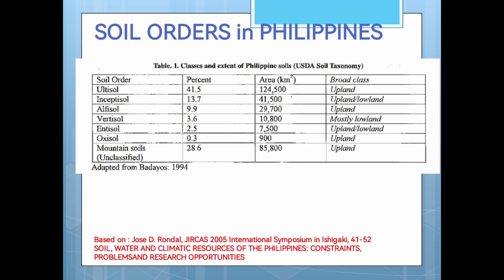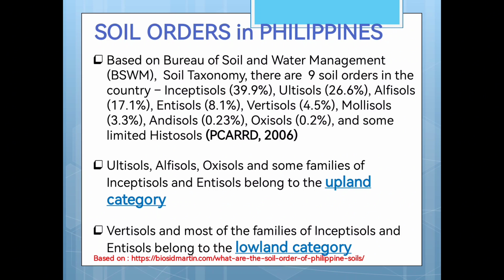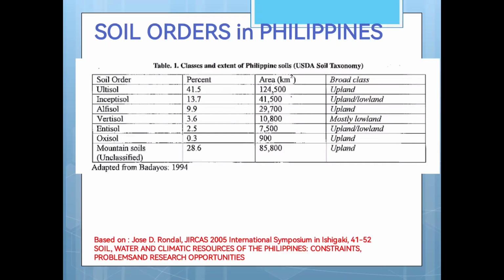So this is a table adapted from Badayos in 1994, so Sir Rod Badayos. So, mas recent yung sa Picard. In 1994, there's only 6 orders in the classification in the Philippines. But then in 2006, there were already 9 soil orders. So that ends our topic about soil orders.